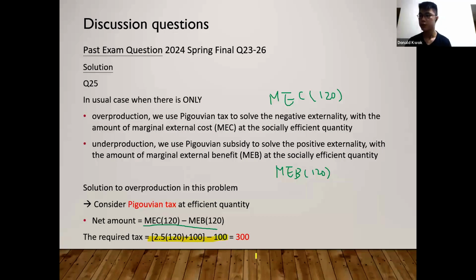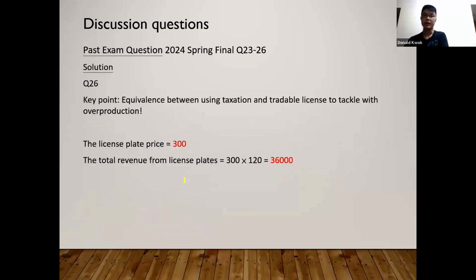And finally, question 26, we have a license plate instead of the policy in question 25. What would be the permit price and also the revenue of the government? Again, we need to recognize the equivalence between using a tax and the tradable license or the pollution permit to tackle the problem of overproduction or negative externality. So this is why we have the same license plate price as the per unit tax, 300.